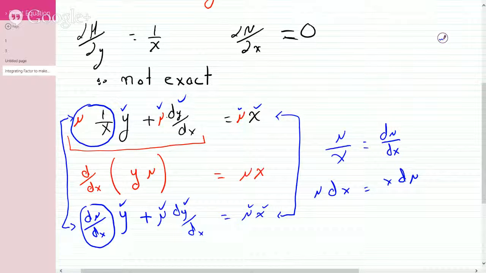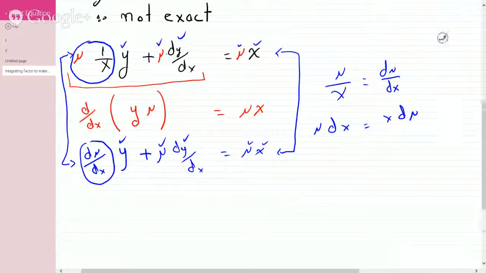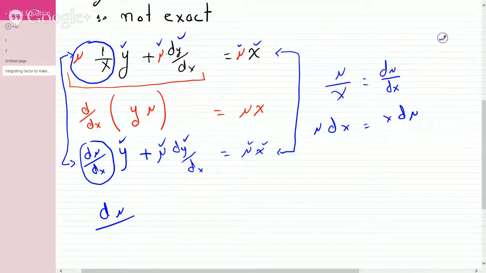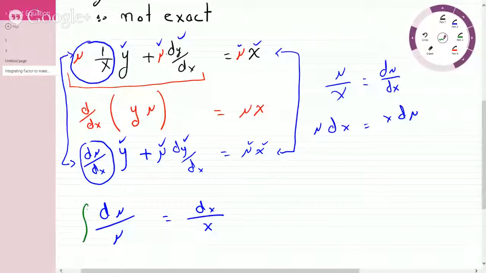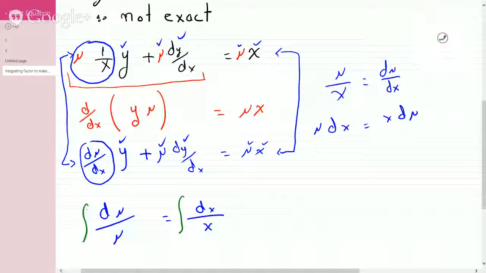Separate the variables accordingly. So divide both sides by x and both sides by d mu. So we get d mu over mu equals dx over x. And integrate both sides. So now I can integrate here, and I can integrate here. Integral of d mu over mu is ln mu.